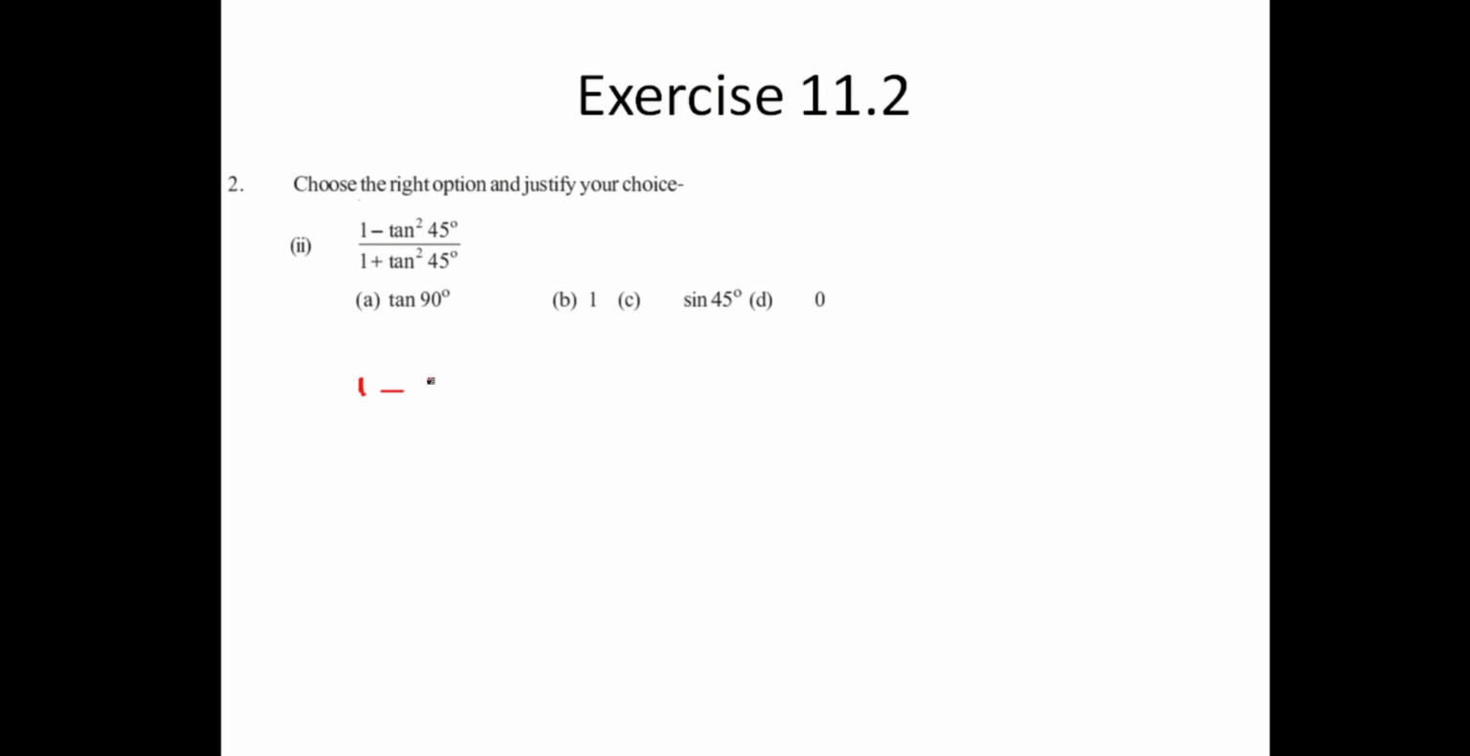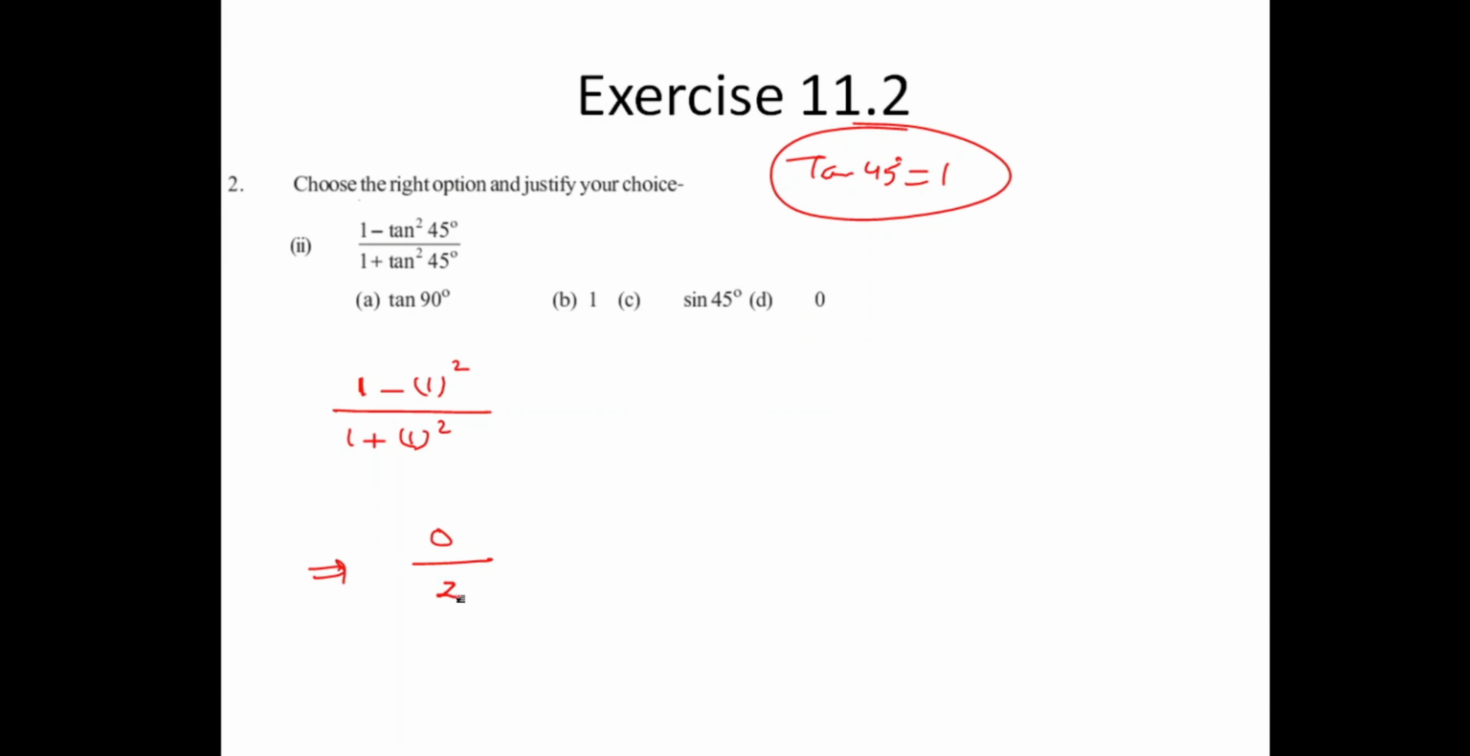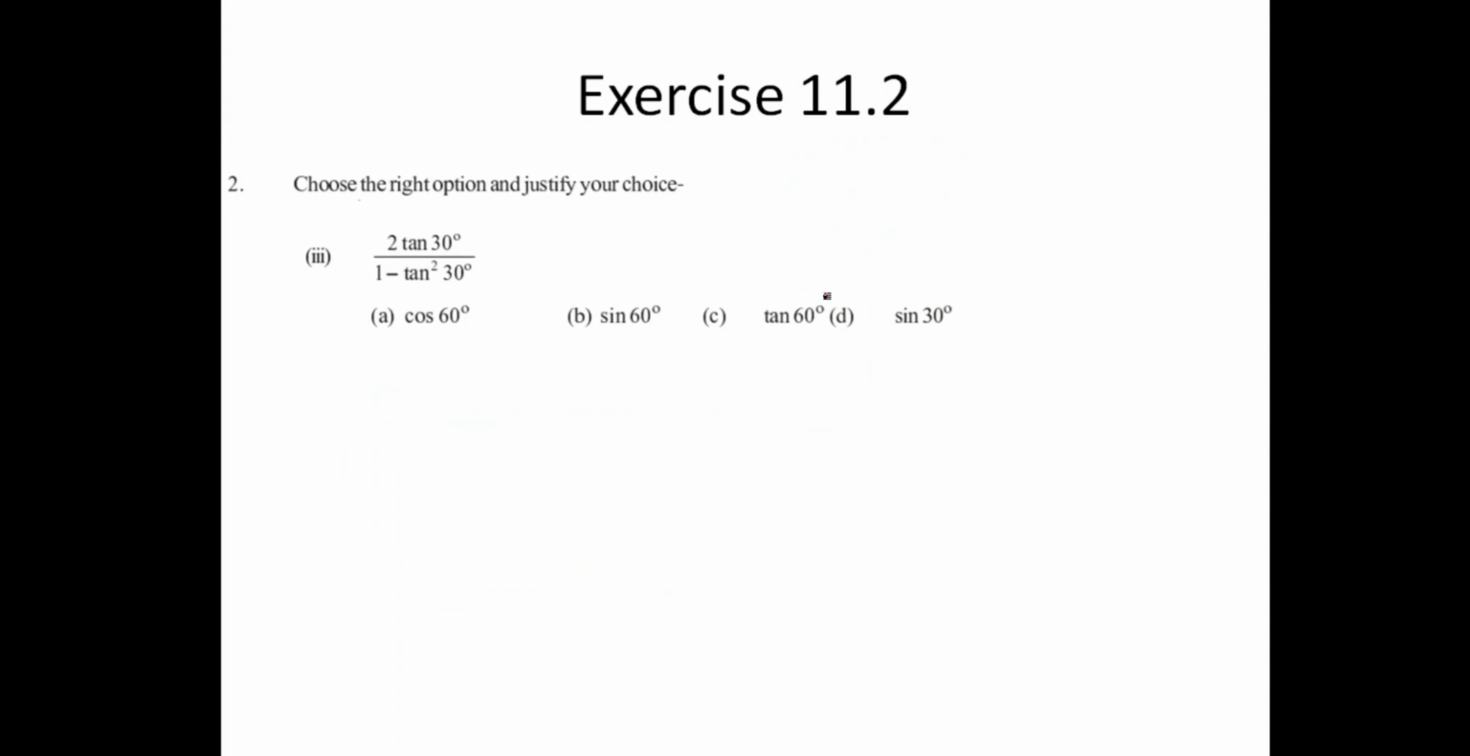1 minus m square 45 is 1 only, plus 1 plus this becomes again 1 only. Okay, because m 45 is 1. So substituting them over here, what we will be getting is 0 by 2, right? So the answer is 0. So that's your option number D.